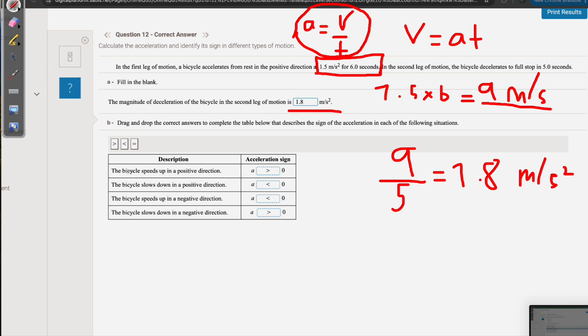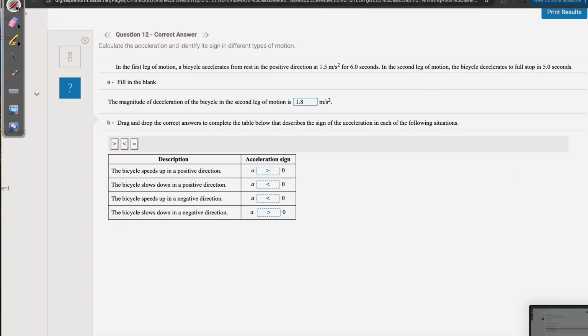The bicycle speeds up in a positive direction, which means acceleration is positive. The bicycle slows down in a positive direction. This means acceleration is negative. All of these are meant to be memorized actually, but I'll just read them so you guys can understand.